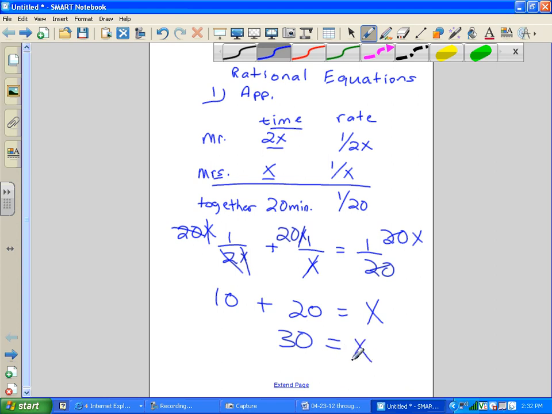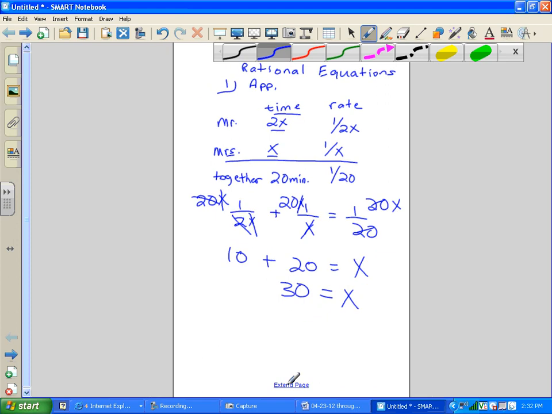Okay, so we have 30 minutes. Let's understand what that represents as far as how long that is. 30 minutes, that's my x value, so that's how long it takes for Mrs. Tatum to mow the yard. And then for Mr. Tatum, well, it takes him twice as long. So 2 times 30 would be 60. So you can say 1 hour or 60 minutes for Mr. Tatum.